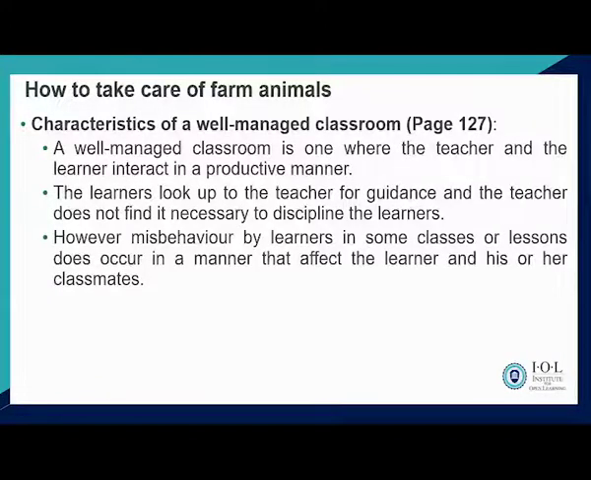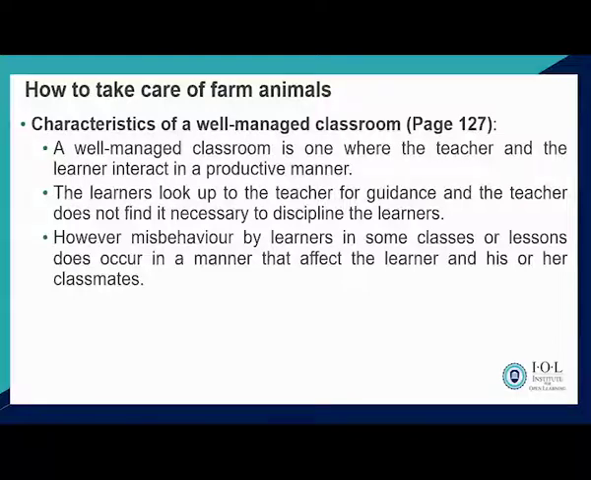Okay, so continuing. We are studying agricultural education 1 so that we can use the knowledge that we acquire here to teach our learners. So what are the characteristics of a well-managed classroom? So you as a teacher, what is a well-managed classroom? How is that classified?